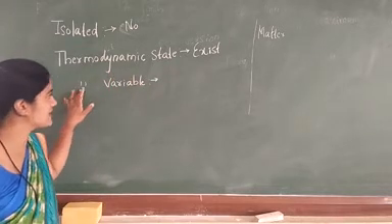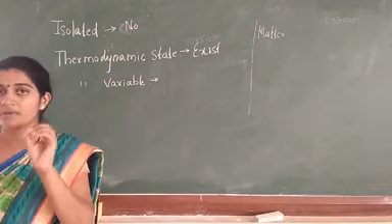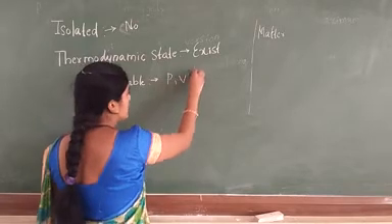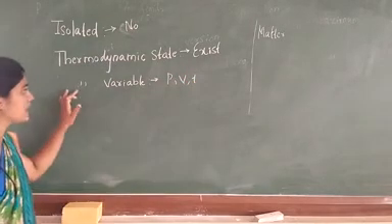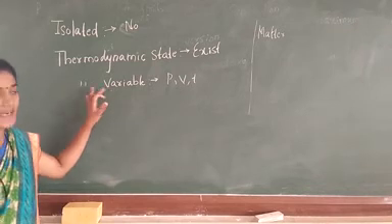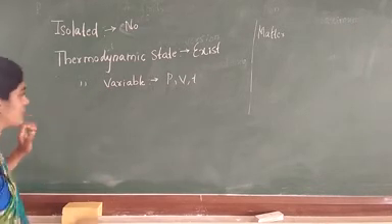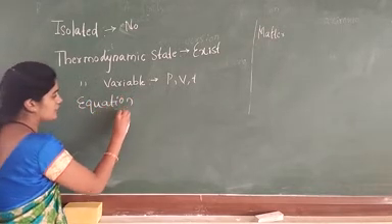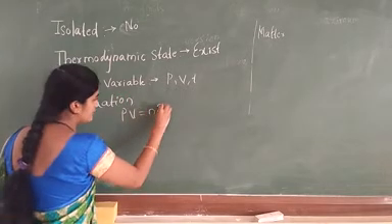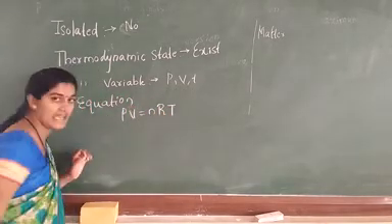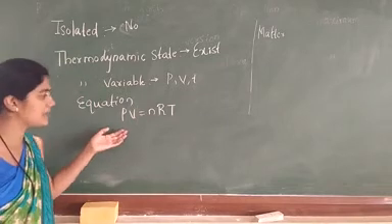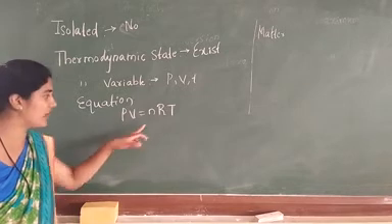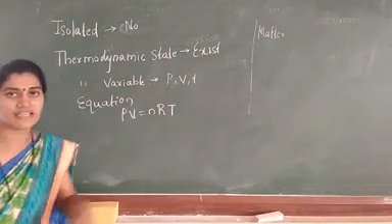The last one we are studying is the thermodynamic variable. Thermodynamic variables are pressure, volume, temperature and so on. We call them thermodynamic variables. And again we have to study one more equation. For a perfect gas or ideal gas, we know that PV = nRT, where P is the pressure, V is the volume, R is the universal gas constant, and T is the temperature.